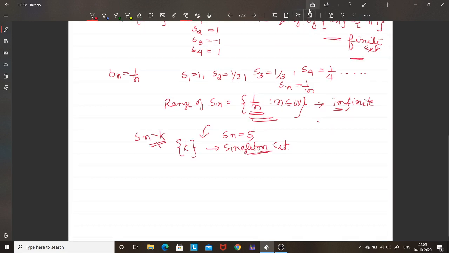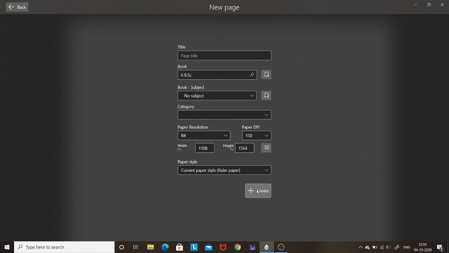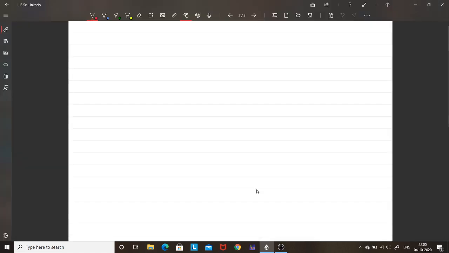So let's move to the discussion on bounds of a sequence. Bounds of a sequence. The first definition we are going to study is the bounded above sequence.